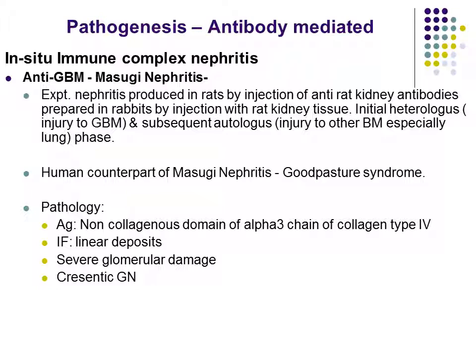This kind of clinical picture is seen in humans in Goodpasture syndrome, in which there are antibodies against the non-collagenous domain of the alpha-3 chain of collagen type 4, and these antibodies damage the glomerular basement membrane and also the alveolar basement membrane. On immunofluorescence, you will see linear basement membrane deposits. There is severe glomerular damage, and in the later part you can also see crescentic glomerulonephritis.